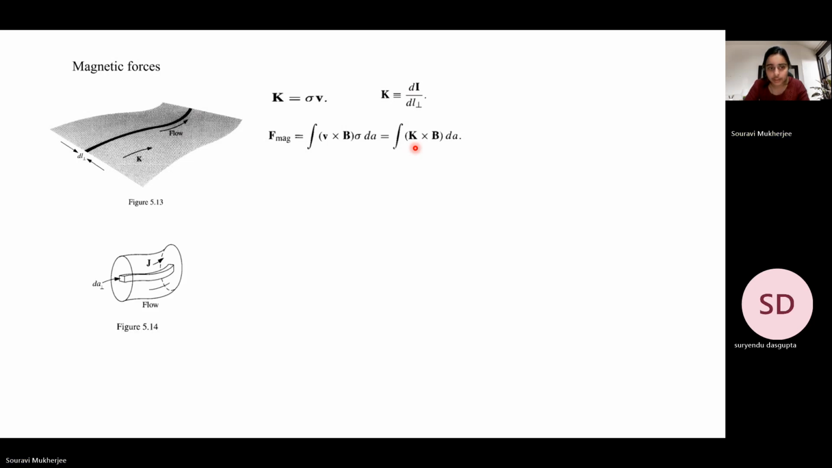For a volume current density, again, you can define a region like this. Then you would say that J is nothing but the volume charge density times the velocity. And what is the current flowing through this segment? That is nothing but J times this area element, right? And if you replace dq as rho d tau, then this is the relation that relates the volume current density and the field with the magnetic force. So those are the basic relations to be used if you want to find magnetic forces.